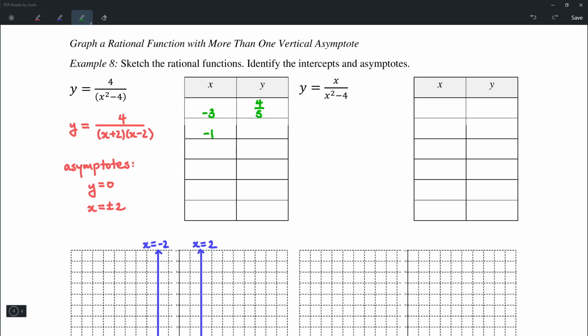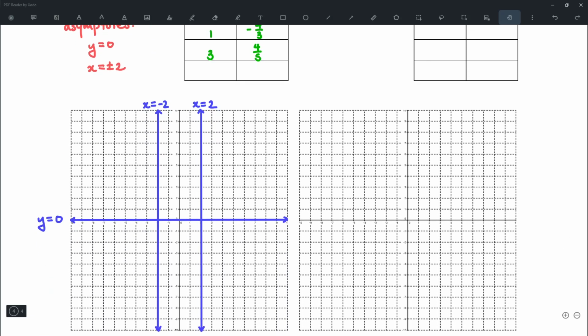And then -1, which gives us -4 over 3. We can let x equal 0 as well, which gives us -1 for the y value. And then finally, if we let x equal 1 and 3, we will also get 4 over 3 and 4 over 5, respectively. So now we can go ahead and plot all these points.